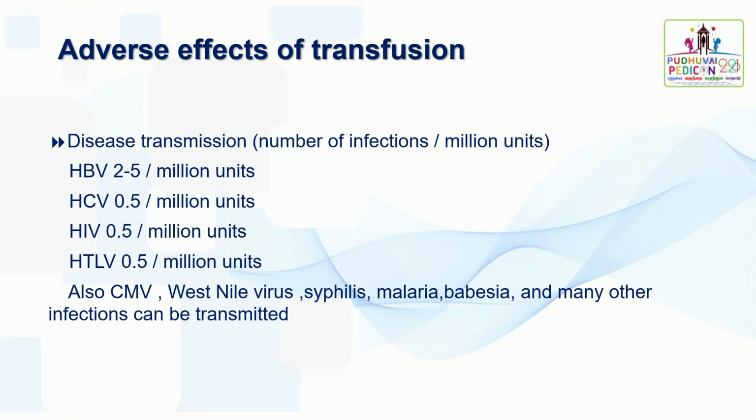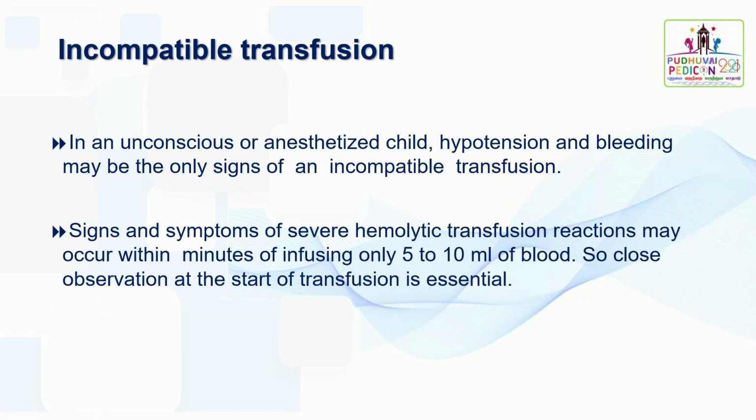Other viral infections like CMV, cytomegalovirus, West Nile virus, syphilis, malaria, babesia, and many other infections, including Zika virus, can be transmitted. In an unconscious or anesthetized child, hypotension and bleeding may be the only signs of incompatible transfusion. So it should be kept in mind, especially if the child is in the perioperative period. Signs and symptoms of severe hemolytic reactions may occur within the initial few minutes, within 5 to 10 ml of transfusion. So close observation at the start of the transfusion is essential.